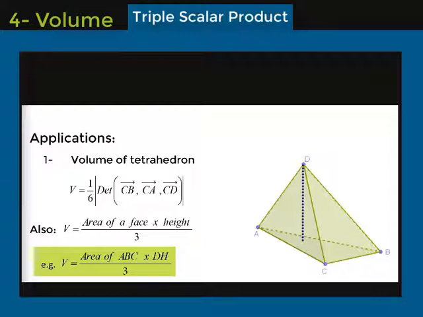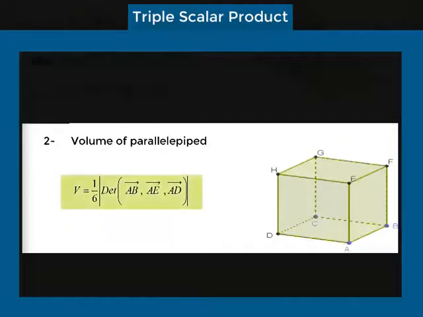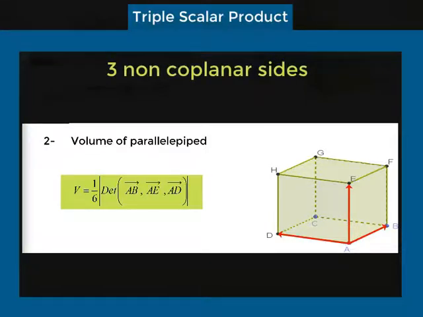Here, we should note that when we take the area of a triangle, we should multiply it by the height that is perpendicular to the plane of this triangle. Volume of a parallelepiped. V is equal to 1 over 6 the determinant of AB, AE, AD. Here also, you can take any three sides such that the vectors are non-coplanar.